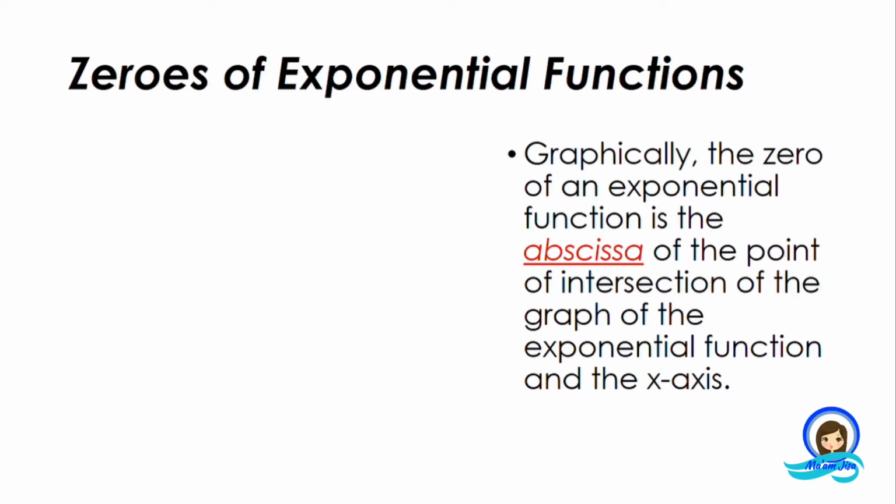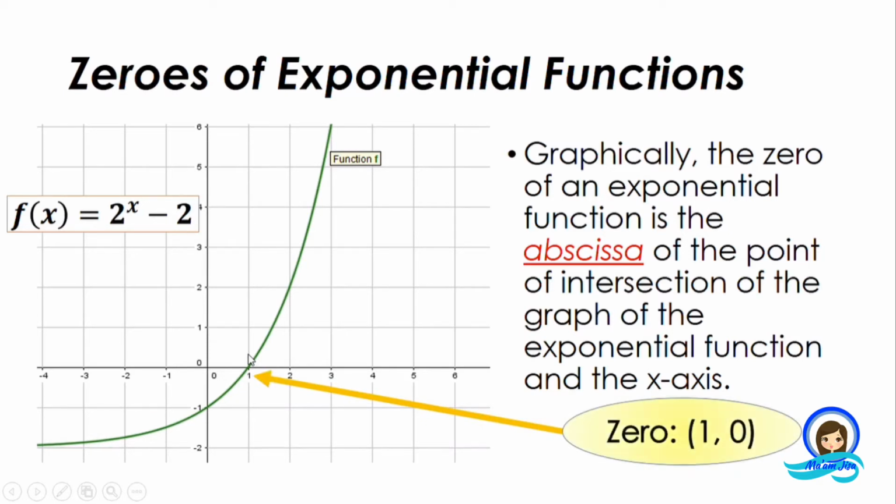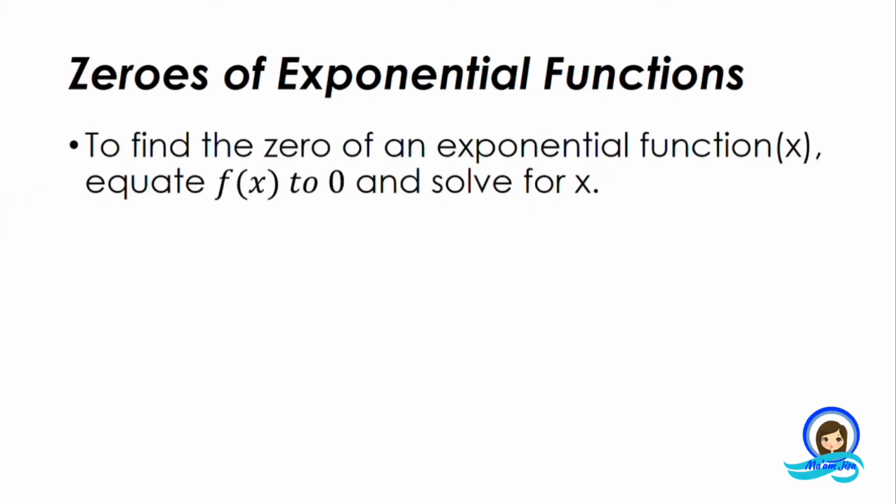So going back to our given function earlier and its graph, this is our x-intercept, since in this point the graph crosses the x-axis. This is also our zero. To find the zero of an exponential function, equate f of x to 0 and solve for x. So for instance, we have the given function. We replace f of x with 0 so that we will be able to solve the value of x.